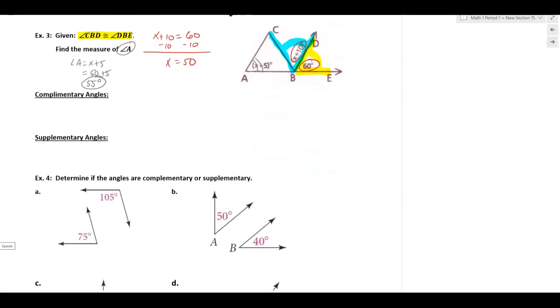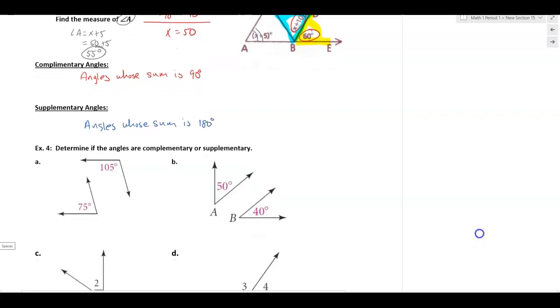Next, we talk about complementary angles. Complementary angles are angles whose sum is 90 degrees. When we talk about complementary angles, you have one angle and we say its complement is this measure. Supplementary angles are angles whose sum is 180 degrees.